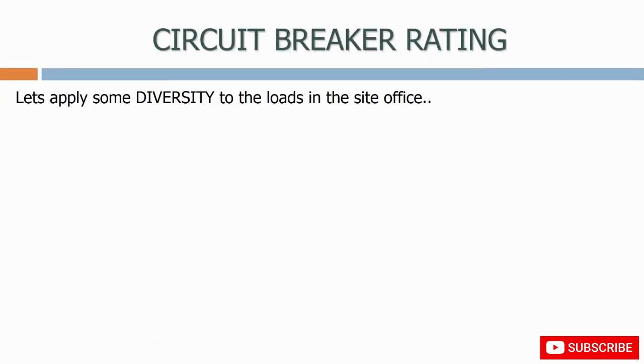Let's apply some diversity to the loads in the site office. Firstly, for the sockets. As we've said, we apply a diversity factor of 100% of the first socket rating and 40% of the rest. Therefore, putting this in the equation equals 100% of 8 amps plus 40% of the other 3 sockets equals 17.6 amps.